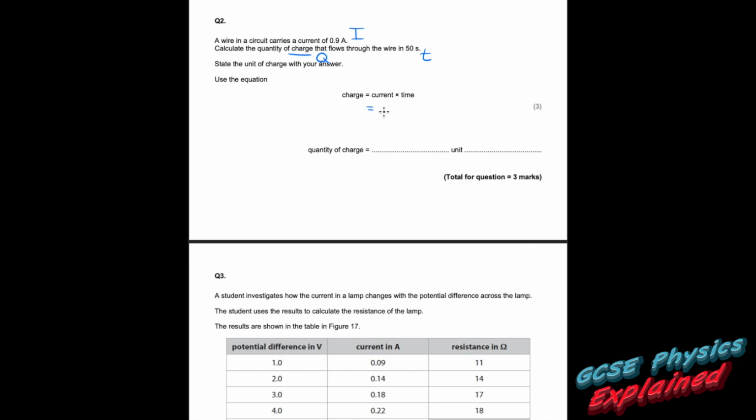Let's just pop the numbers in. The current was 0.9 amps and the time was 50 seconds. Always make sure time's in seconds. And that equals 45 coulombs. Charge is always measured in coulombs, and you actually get a mark for knowing the units. Always make sure you know the units for all of these different quantities, as you can sometimes get a little cheeky mark for that.